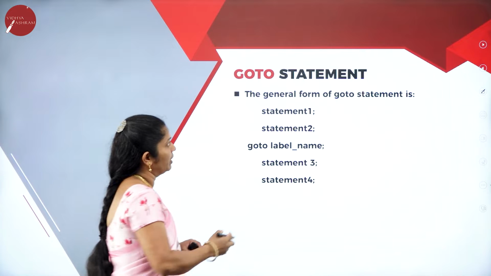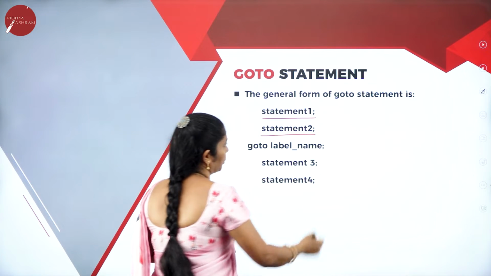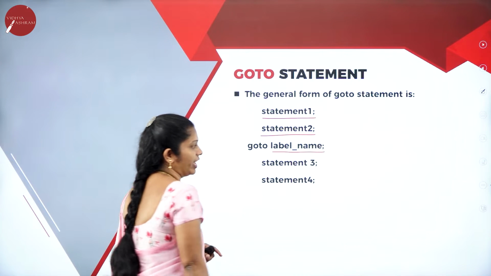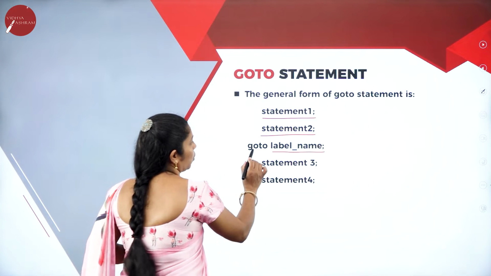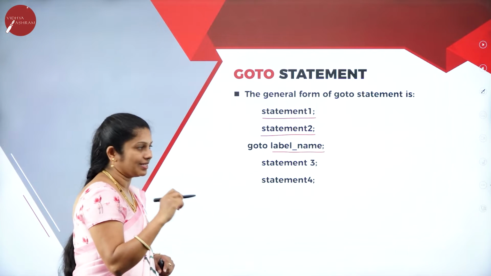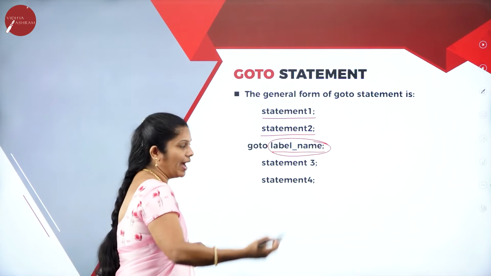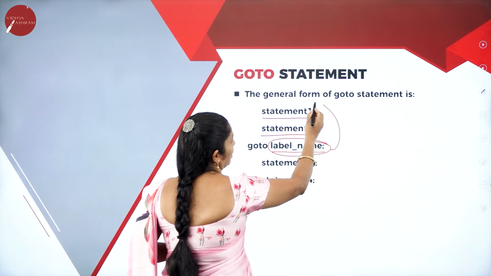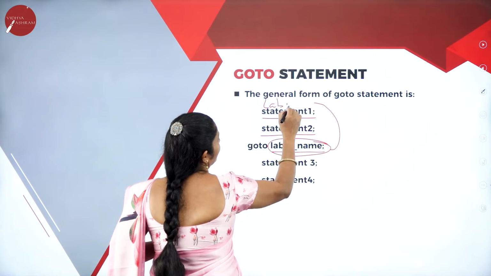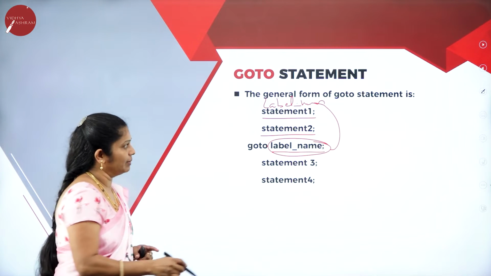Consider the general format of the goto statement: statement 1, statement 2, then goto label name. While writing goto label name, at the end you have to put a semicolon. It means that the control will transfer back to the given label, wherever that label is given. Whatever label name we give, the control will move there. That is nothing but the goto statement. This is the general syntax.